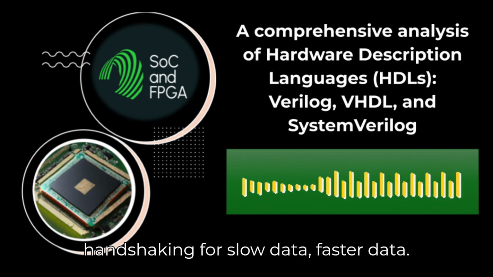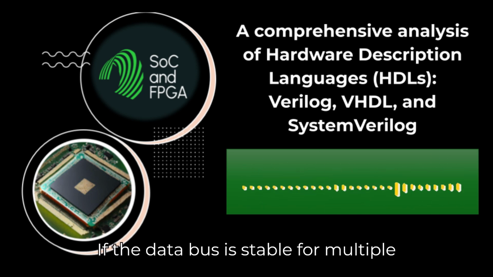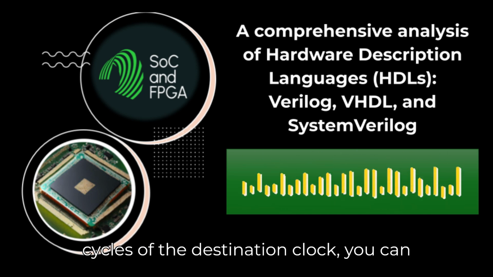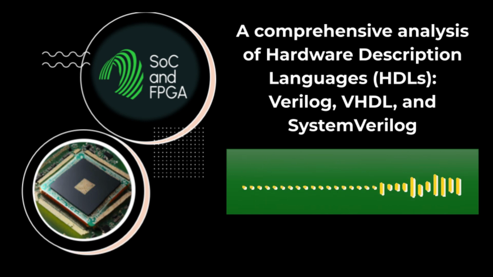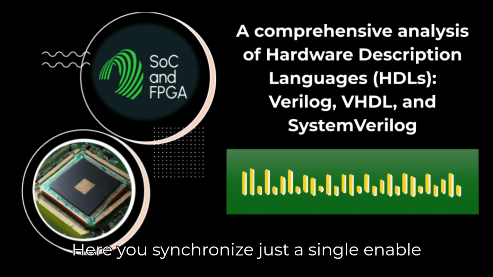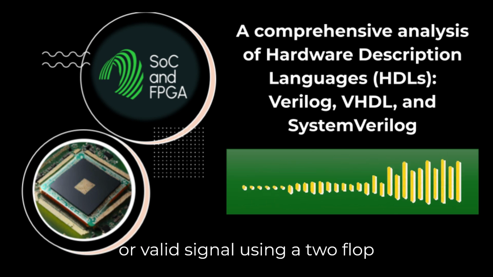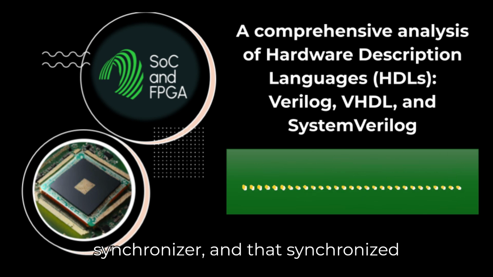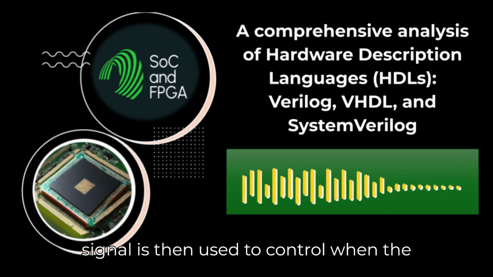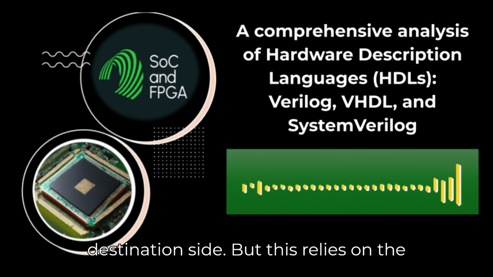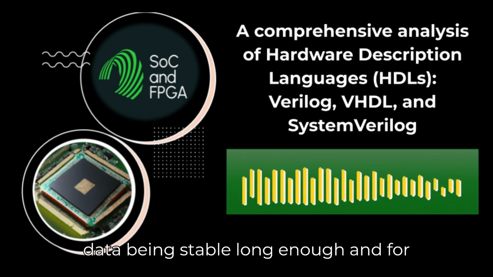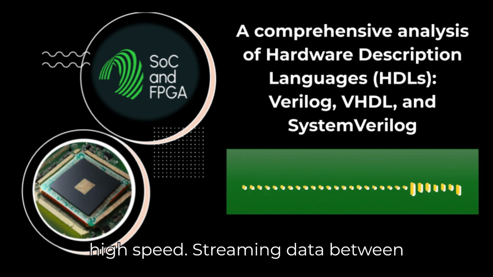Okay, handshaking for slow data, faster data. If the data bus is stable for multiple cycles of the destination clock, you can sometimes use a mux recirculation scheme. Here, you synchronize just a single enable or valid signal using a 2-flop synchronizer, and that synchronized signal is then used to control when the entire multi-bit bus is latched on the destination side. But this relies on the data being stable long enough. And for high speed? Streaming data between domains.